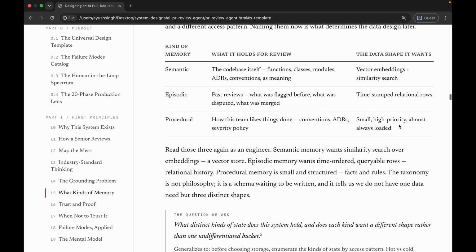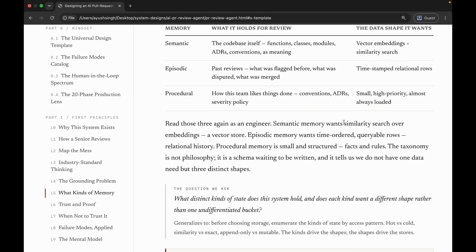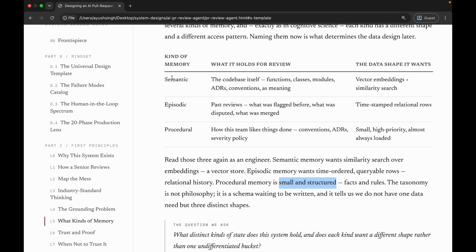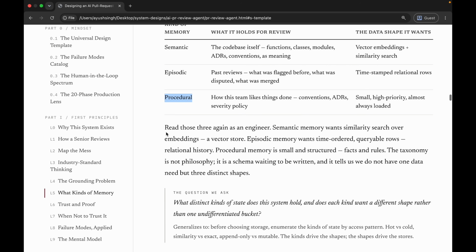So what we are saying is that semantic memory wants similarity search over embeddings, which means a vector store, so that we can pull out the best code which is similar to what we want. Episodic memory wants time-ordered, queryable rows, and procedural memory is small and structured, which means facts and rules. We need to figure out where we are going to store the semantic, the episodic, and the procedural.